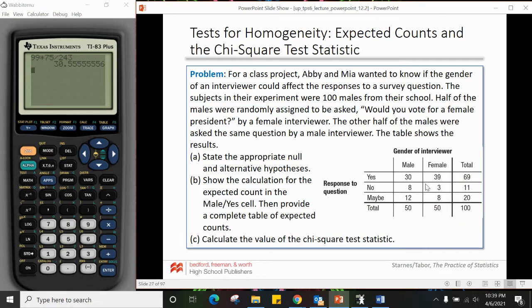Let's do an actual test of this with a little bit different information. Problem: for a class project, Abby and Mia want to know if the gender of an interviewer could affect their responses to a survey question. The subjects in the experiment were 100 males from their school. Half of the males were randomly assigned to be asked, "Would you vote for a female president?" by a female interviewer. The other half of the males were asked the same question by a male interviewer. The table shows the results. State, okay, and then part three, parts A, B, and C.